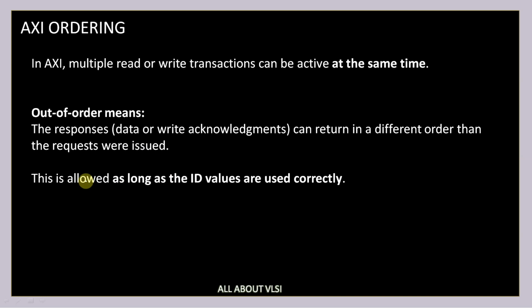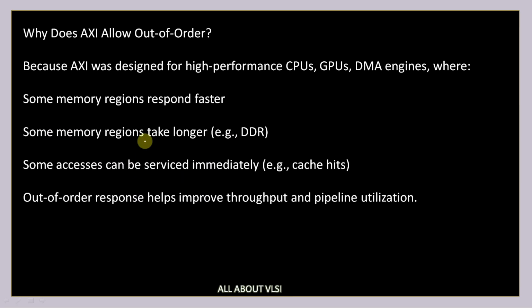In this video, we are going to start with the discussion of the AXI ordering model. Now, in AXI, multiple read or write transactions can be active at the same time. What do I mean by this? In AXI, we have out of order. What do you mean by out of order? Basically, the response data or write acknowledgements can be returned in a different order than the requests were issued. This is allowed as long as our ID values are used correctly.